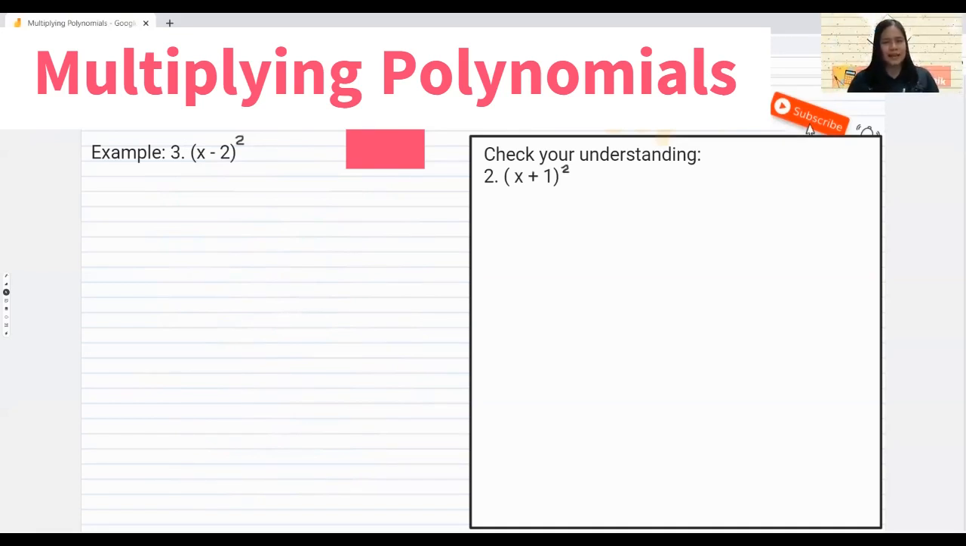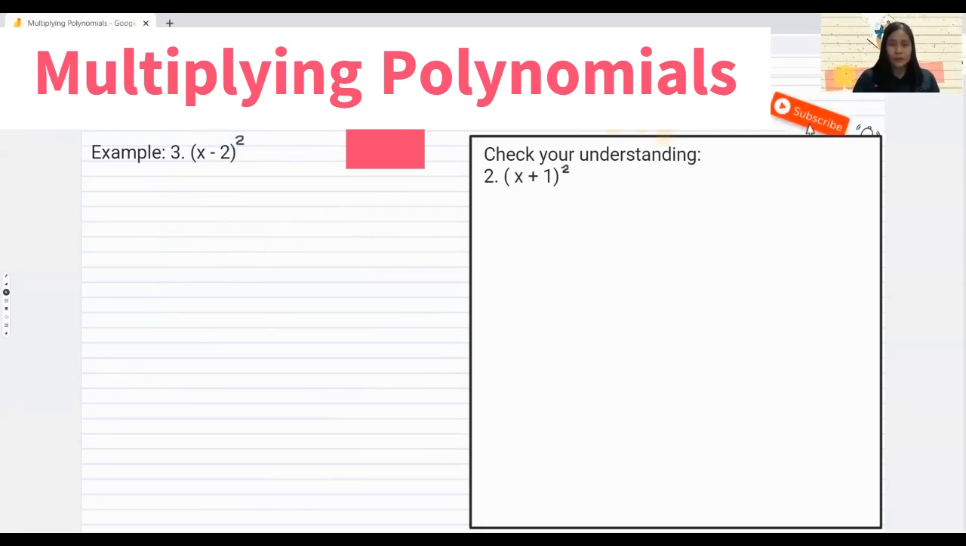For the third example, I think you're done in number 2, so you're ready now on example number 3. For the third example, this is what we call the square of a binomial. Binomial, I repeat, it has 2 terms. And you can see an exponent in here, which is 2.